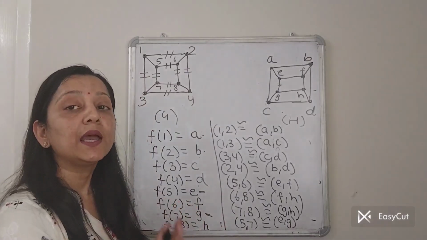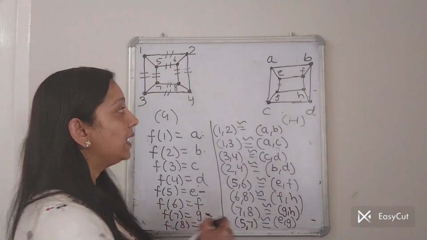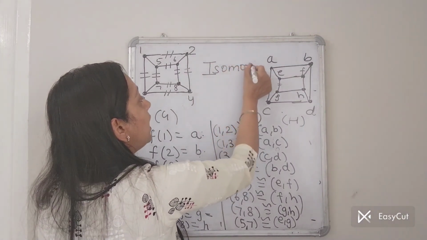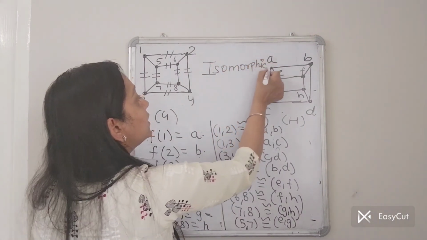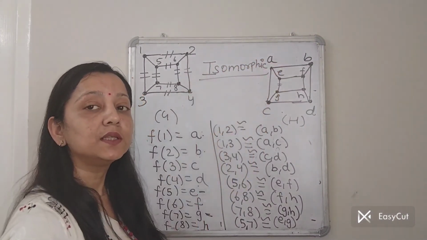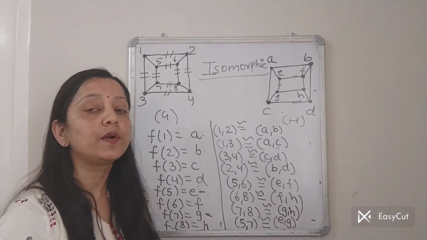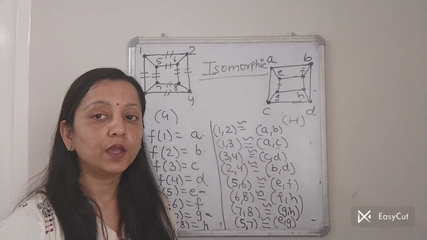So my mapping has also been validated now, and I can say that these two graphs are isomorphic. So by using these steps in this simple technique, you can easily find out for any two graphs if they are isomorphic or not.